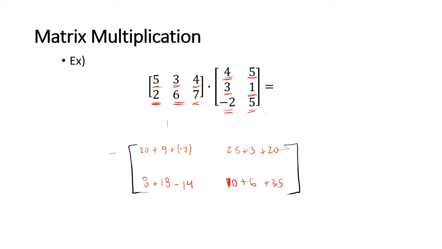So now all we got to do is write what the sum is of these things. So 20 plus 9 plus negative 8, that's 21. Okay. We have 25 plus 3 plus 20, that's 48. We have 8 plus 18 minus 14, that is 12. And then 10 plus 6 plus 35 is 51. And so that right there, that is the product of those two matrices.